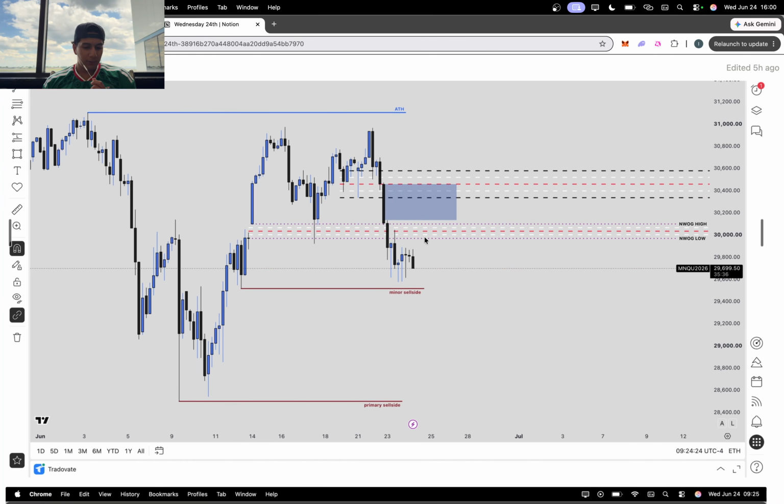Moving on to the 4 hour, we have this 4 hour unmitigated SIBI that I want to see get retraced into. We have all these relative equal lows, and of course, we have the new week opening gap above us, which should act as resistance, propelling price even lower.